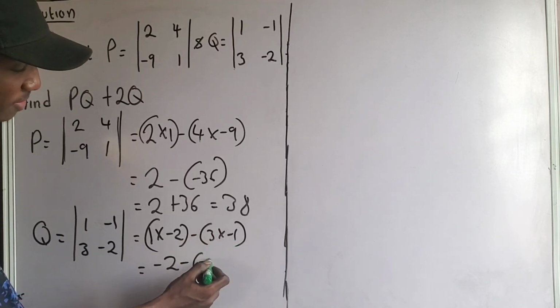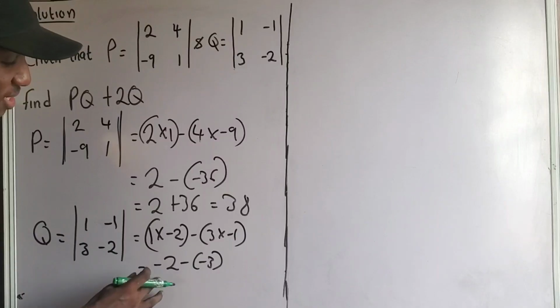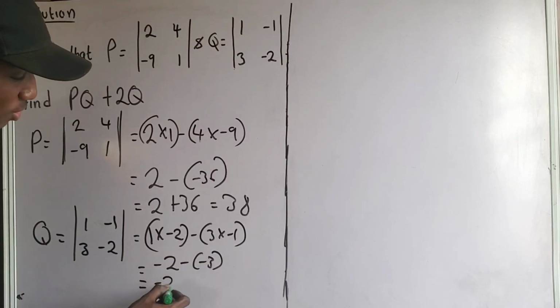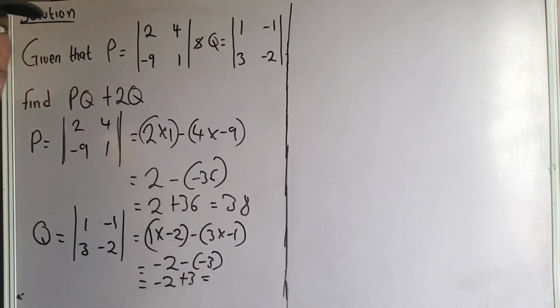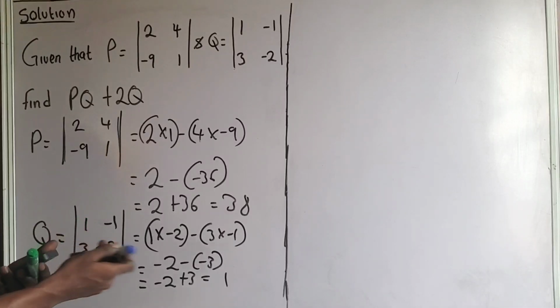Negative 3. So I'm going to have negative 3. Okay? Negative 2 minus negative 3. That is what? Minus 2 plus 3. Minus 2 plus 3 will give me 1. So the determinant of this is 1. So Q equals 1 and P equals 38. So we can easily evaluate the value of PQ plus 2Q.